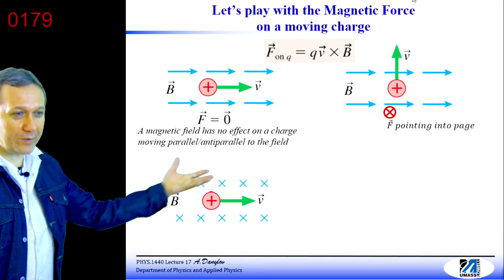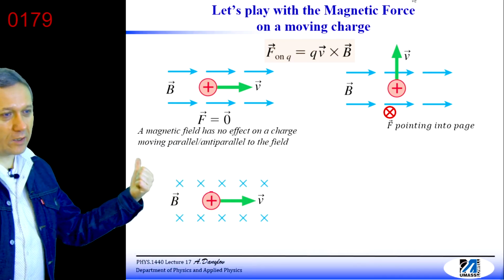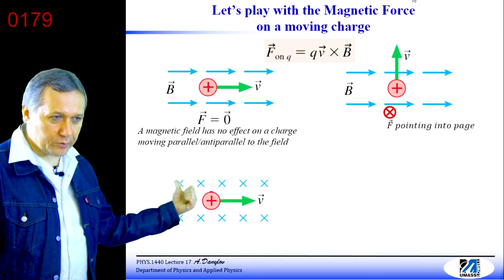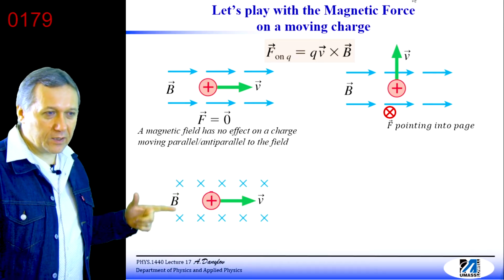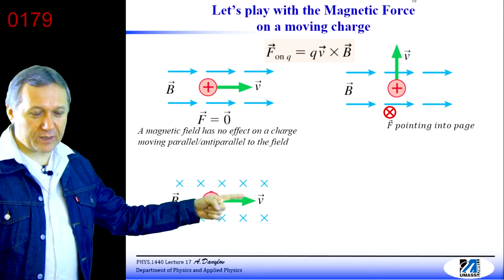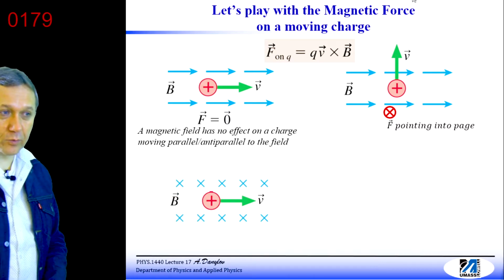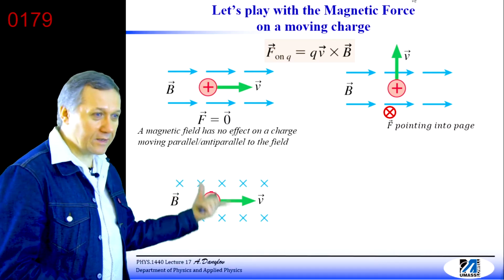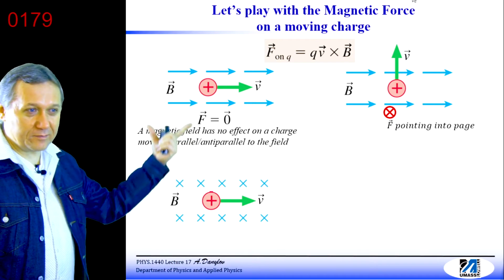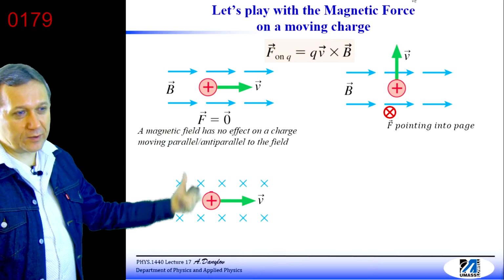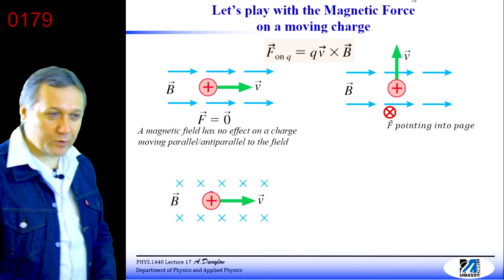So now, what if we have this situation? You see, the magnetic field is into the board. You see a bunch of crosses, and a positive charge flies this way. Again, what's the direction of the force? In this case, velocity and B are not parallel, so the magnetic force is not going to be 0.